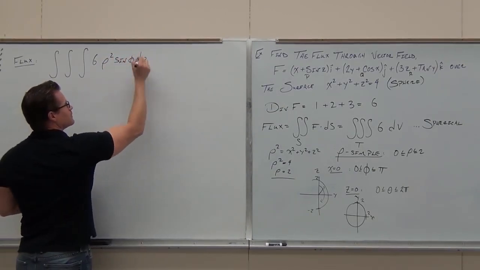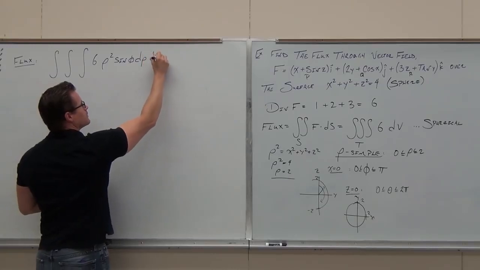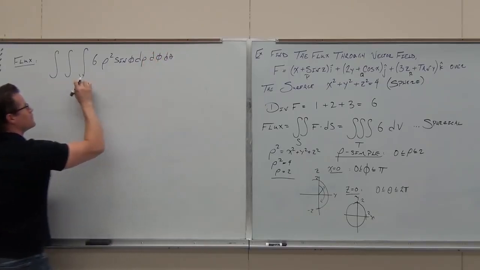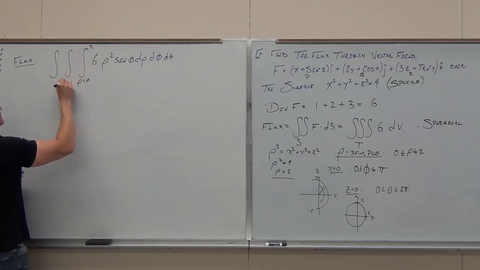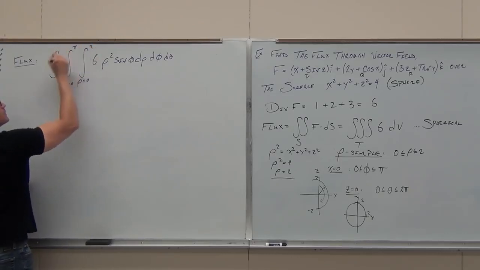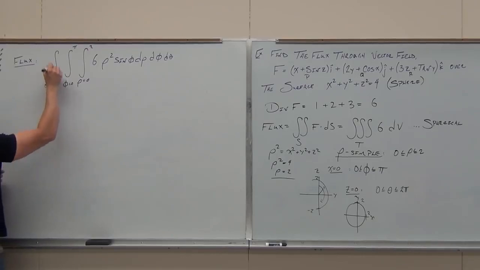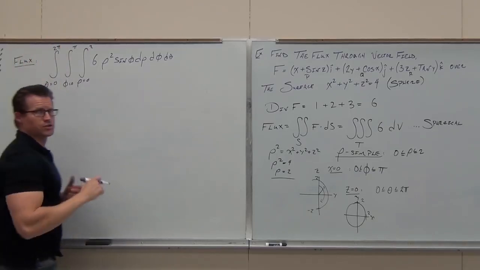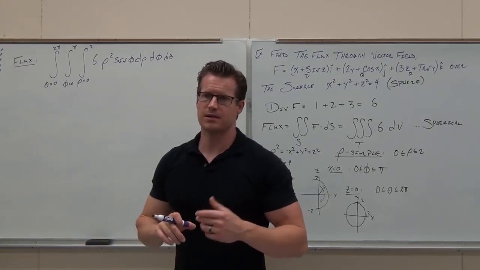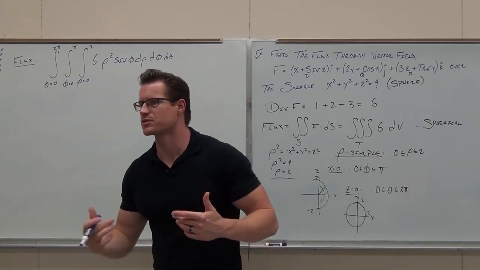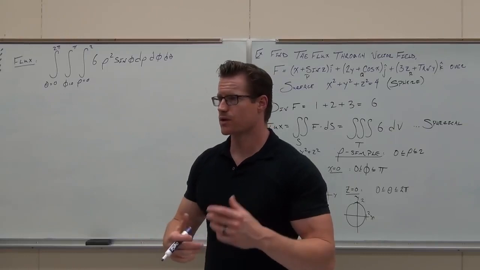d rho, d phi, d theta. Rho from 0 to 2, phi from 0 to pi, theta from 0 to 2 pi. Beautiful. Did you start working it through? I want to see you work this one through. Let's practice this. We haven't got a ton of practice with spherical in a while. Let's work it through together.